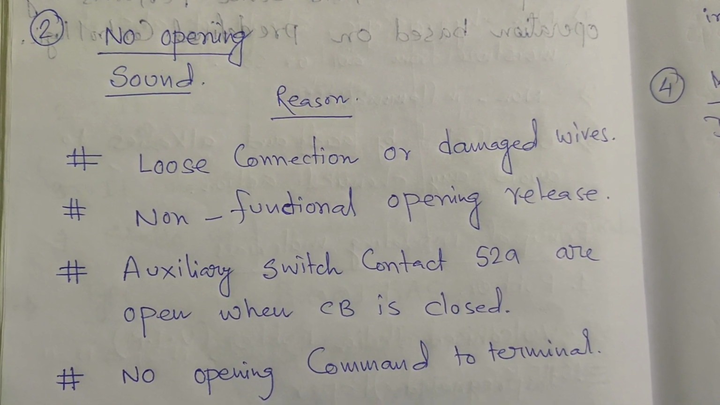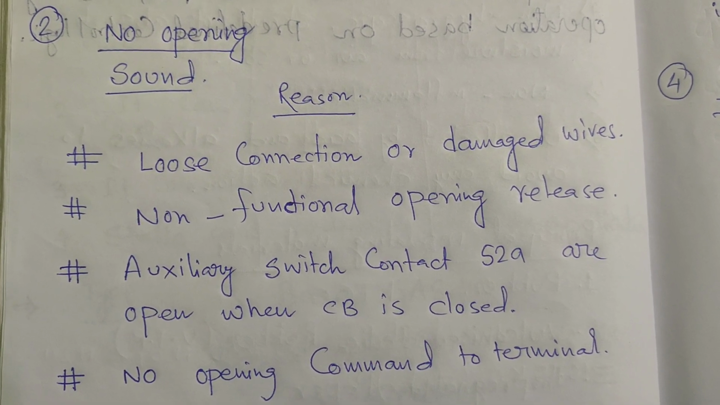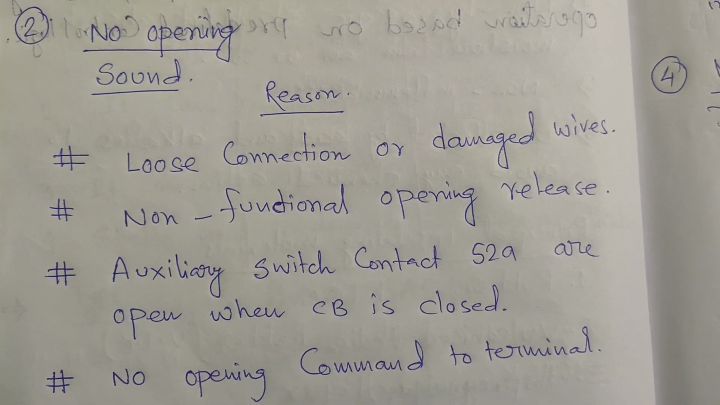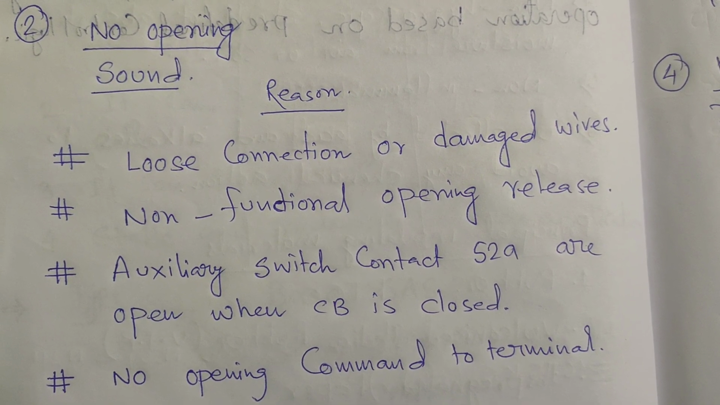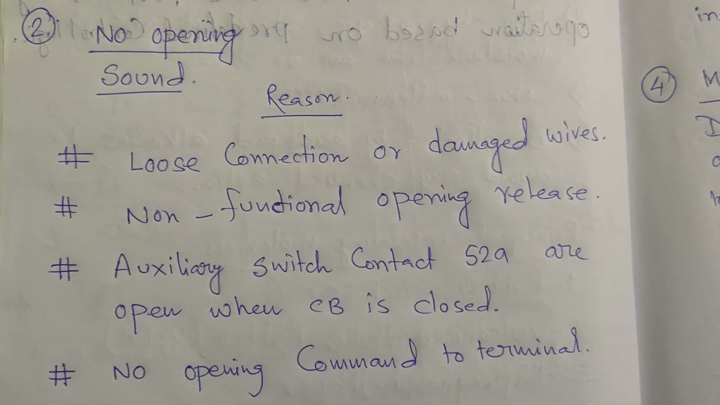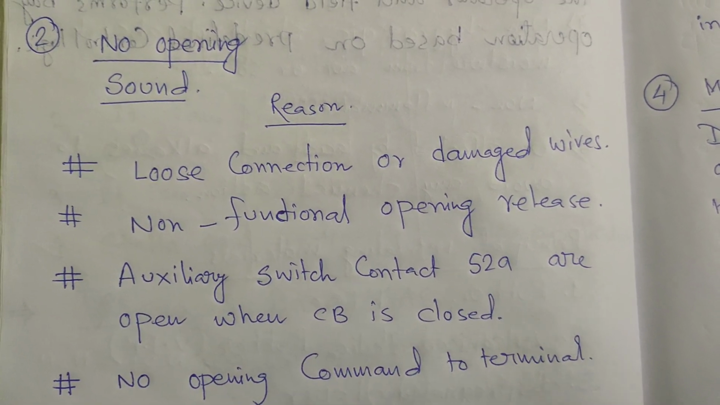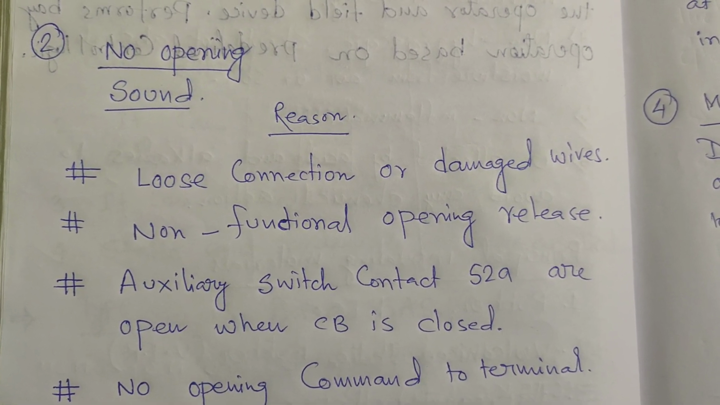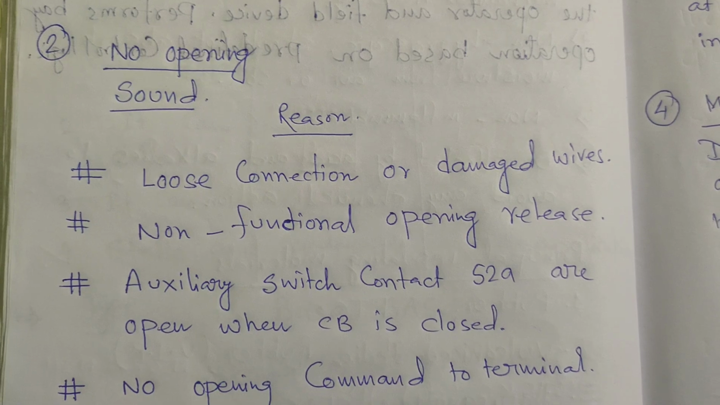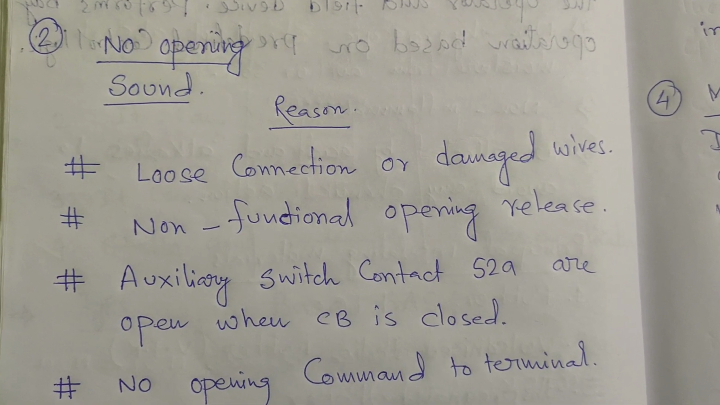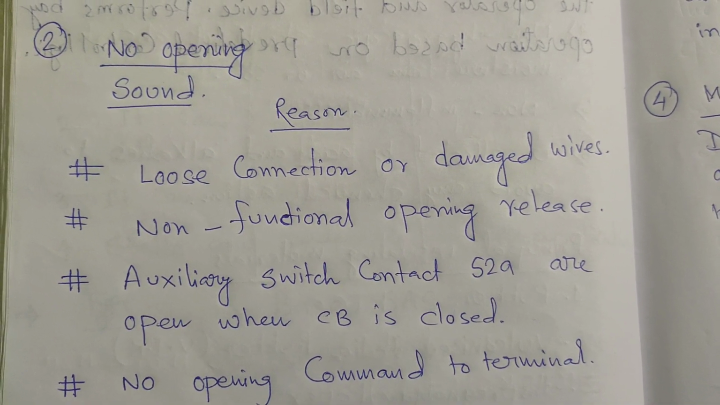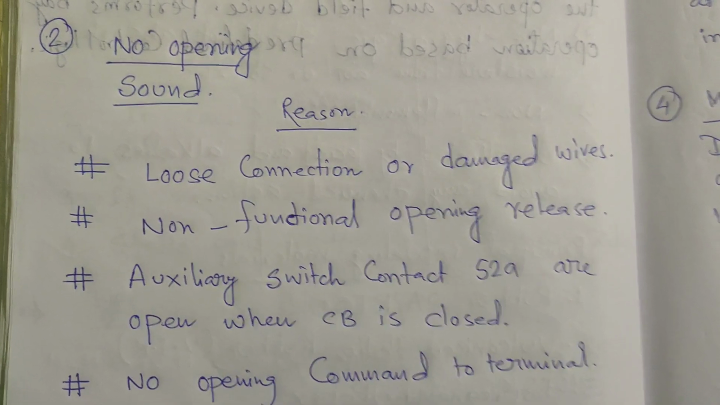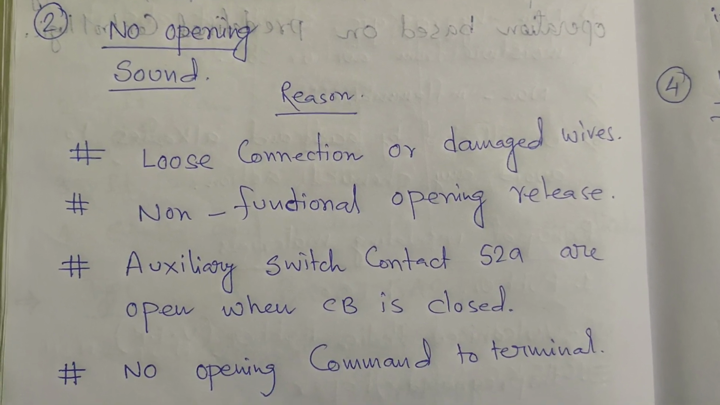the circuit of the auxiliary diagram is fulfilled and the circuit breaker is ready to open. Circuit breaker cannot open due to 52A. 52A is the main parameter inside the auxiliary switch, so if auxiliary switch contact 52A is open when the circuit breaker is closed, we cannot open the circuit breaker here. The circuit breaker is in closed condition.